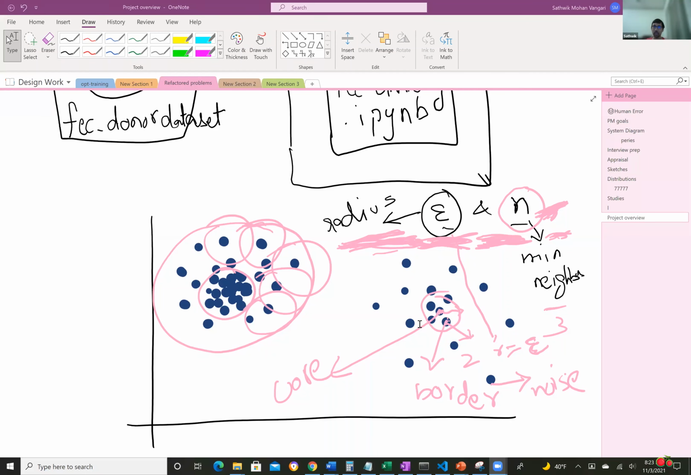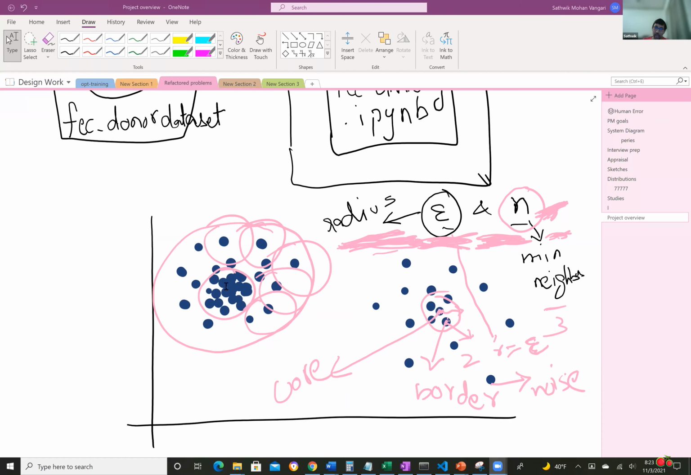So let me quickly share my screen, and you guys should remember this figure that we spoke about last time, right? Two parameters: epsilon, which is the radius of the circle that you would like to draw, and n, or some kind of variable, which is the minimum number of neighbors that a point is supposed to have, right? And you guys remember the three different types of points that the model detects: a core point, a border point, and a noise point, right?